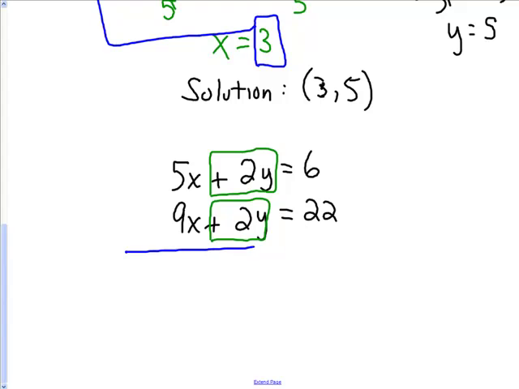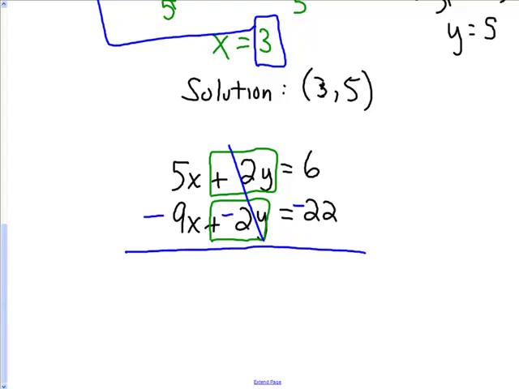So our strategy here is to subtract. Now remember, you're subtracting the entire equation. So that's going to change the sign on everything. So we're going to go to minus 9, and this is going to be minus 2y, and this is going to be minus 22. So we're going to change the sign on everything in order to be able to eliminate our y variable.